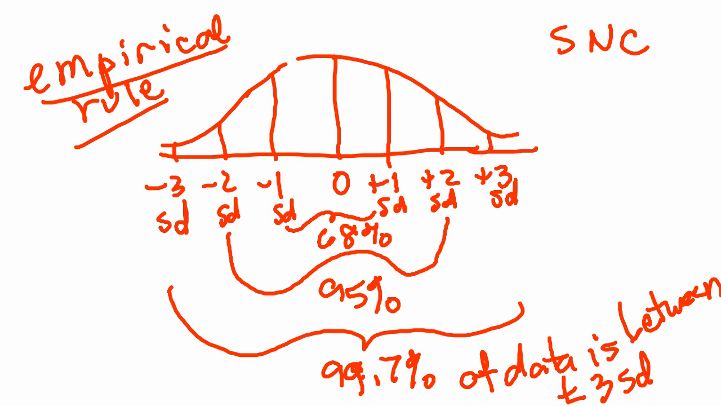So again, the z-score just takes us to this curve. It standardizes everything to the standard normal curve. That's all there is to it. Robert, did you have any other questions?